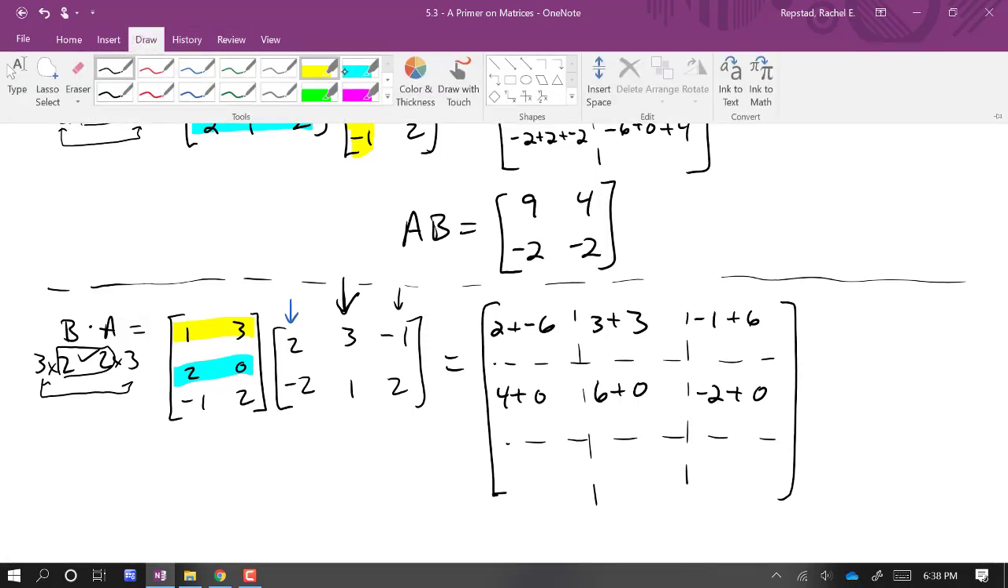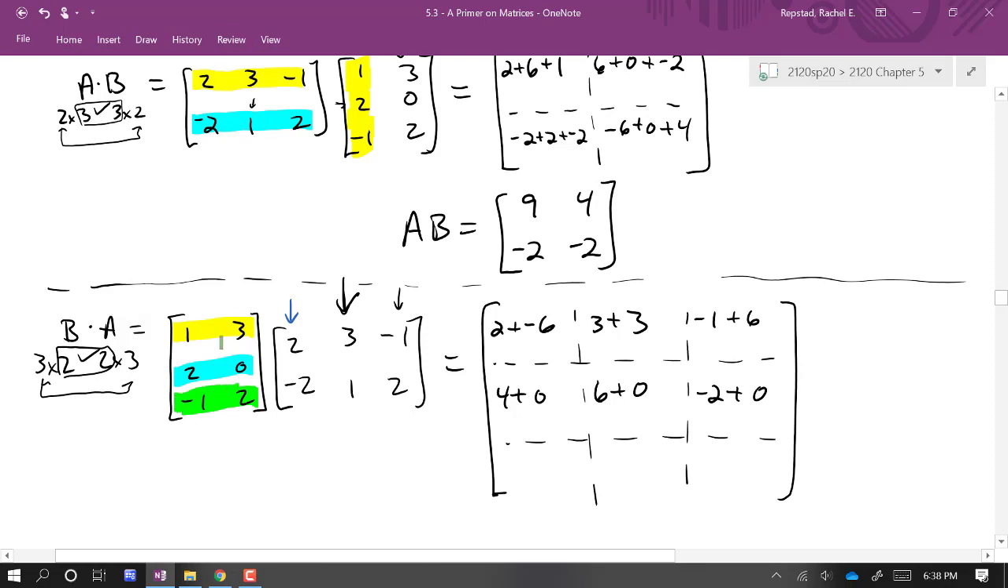And now let's work on the last row, beginning with the last row of the first matrix and the first column of the second matrix. So -1 times 2 is -2, plus 2 times -2 is -4. Last row by second column, so -1 times 3 is -3, plus 2 times 1 is 2. And then last, -1 times -1 is 1, plus 2 times 2 is 4.